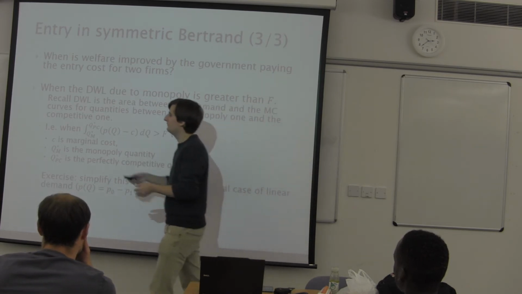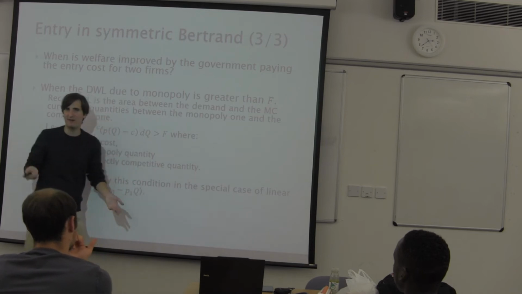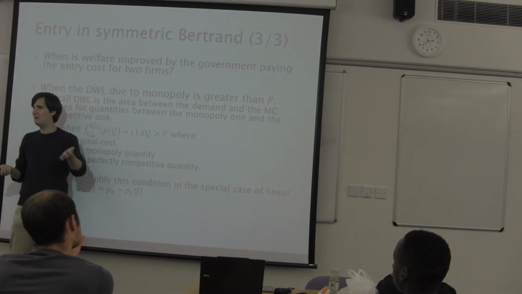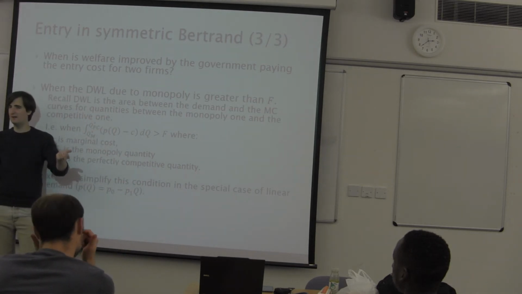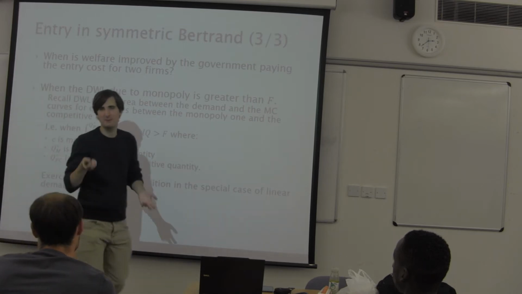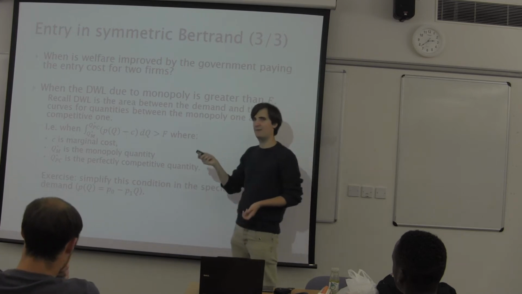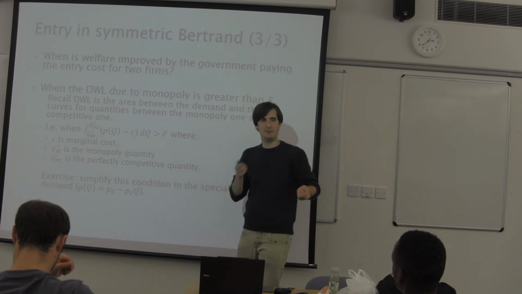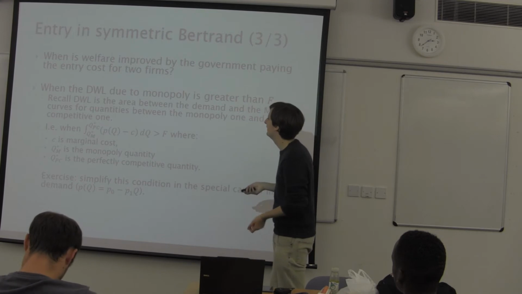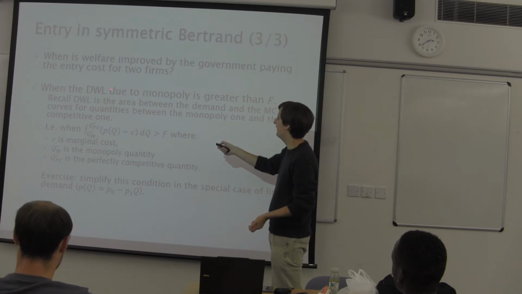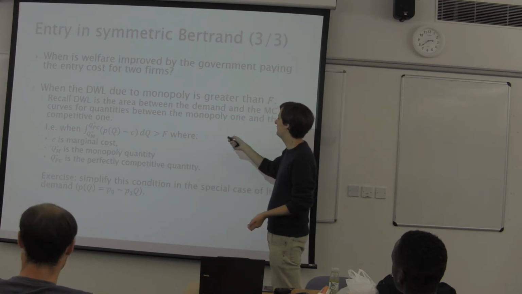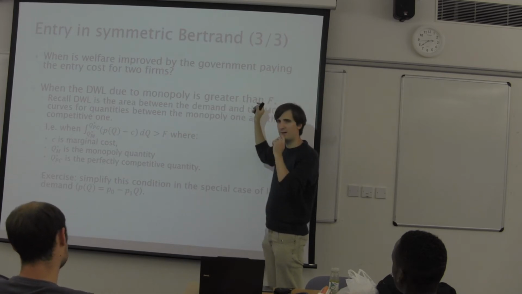So maybe nuclear power or something. It's very hard. The costs of setting up a nuclear power plant are incredibly high, but you'd like some competition in the energy produced by nuclear power plants. So maybe it's a good idea for the government to pay for the nuclear power plant to be built in the first place. And this is going to be welfare improving just when the deadweight loss due to monopoly is bigger than the fixed cost.